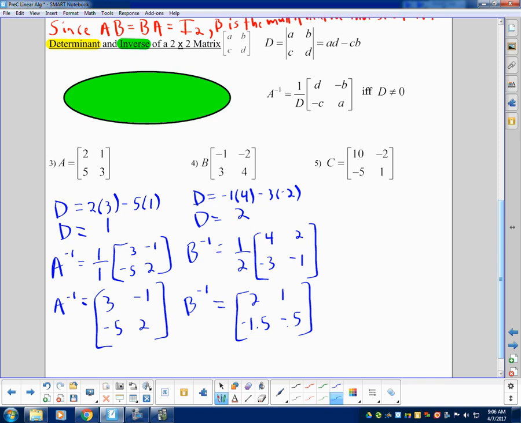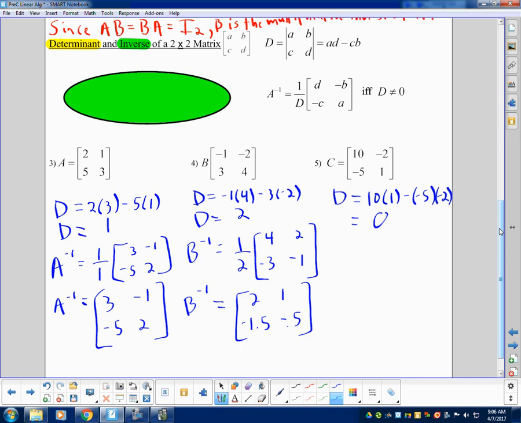C equals. So we go to calculate the determinant. 10 times 1 minus negative 5 times negative 2 ends up equaling 0.